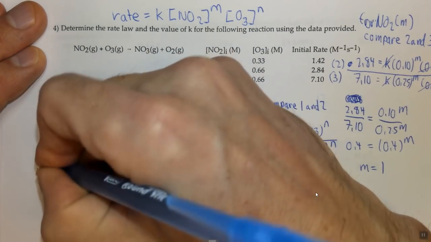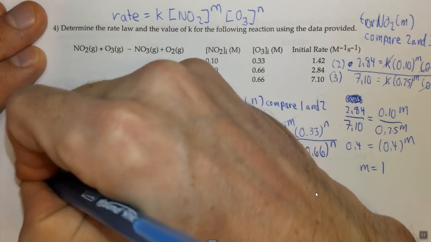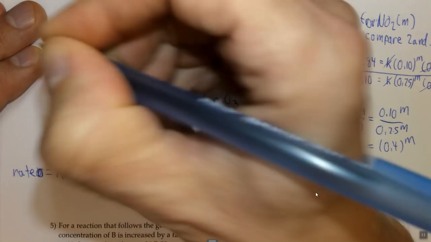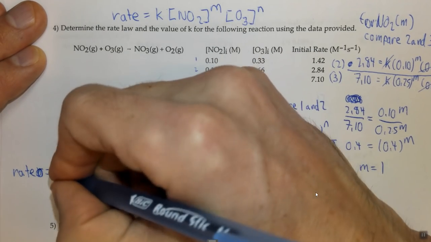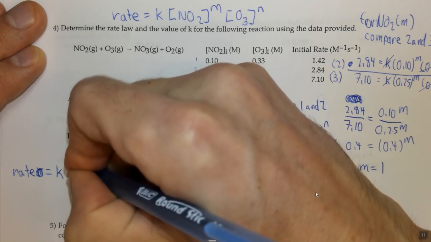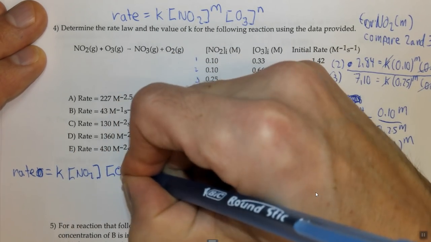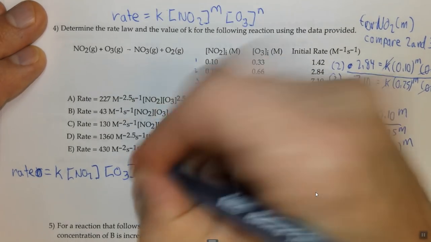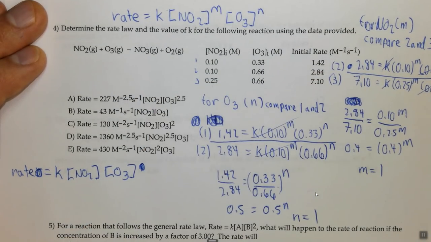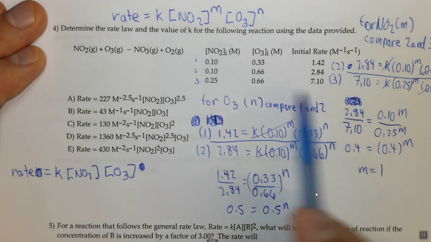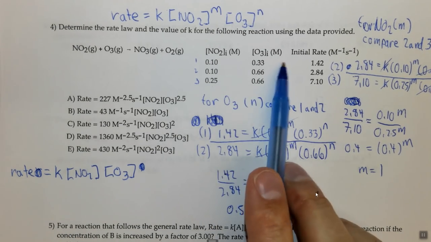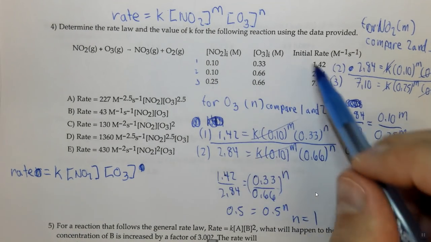Rate equals k. I should have written rate. Rate equals k, concentration NO2 to the 1, concentration O3 to the 1. But we don't write the 1, so I'm not going to write it in either case. Now I need to find k. It doesn't matter which reaction you pick. I'm going to pick reaction 1 just because it's first, but it makes no difference.